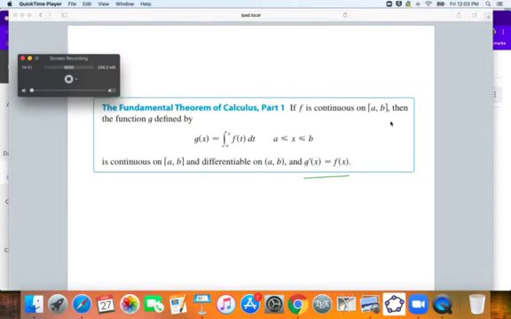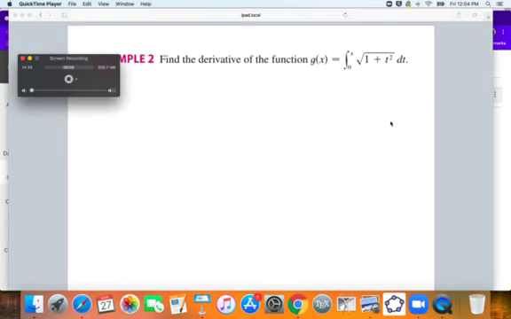One thing to note is the specific way your function must be set up for this to be the case, right? Your lower limit has to be some constant. It can be any constant. Your upper limit is your variable, x. If that's the case, then g prime is just going to equal f of x. In this case, my lower limit is 0. That's a constant. My upper limit is x.